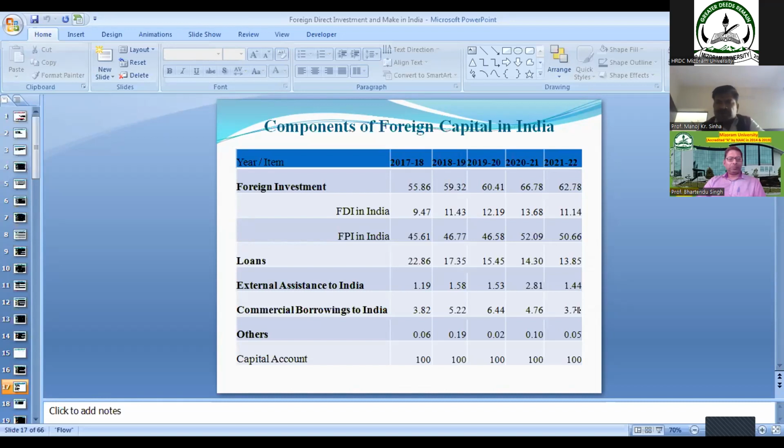In 2021-22, in the form of loans, it is almost 14% of the foreign capital we are getting. External assistance is less than 1.5%. So we can see that the major sources of foreign capital in India are two: FDI and FPI, and to some extent even the loan component is higher than the FDI in 2021-22. FDI is just above 11%, and we can say the loan component is around 14%.